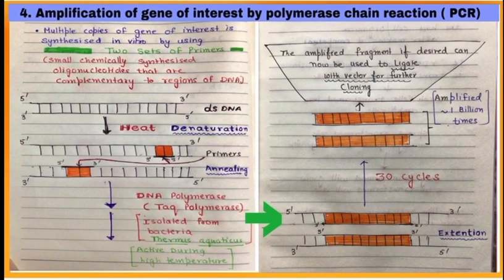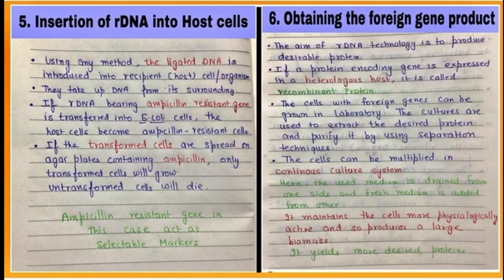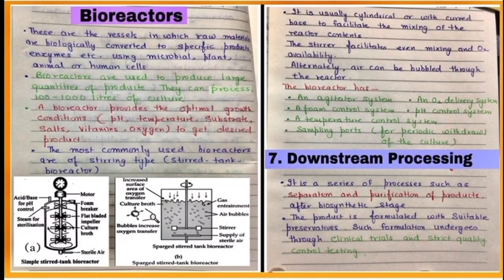Number 4, amplification of gene of interest by polymerase chain reaction and use amplified fragment to ligate with vector for further cloning. Number 5, insertion of recombinant DNA into host cell. Number 6, obtaining the foreign gene product in large scale by using bioreactors. And finally, number 7 step is downstream processing, which includes separation and purification of products.